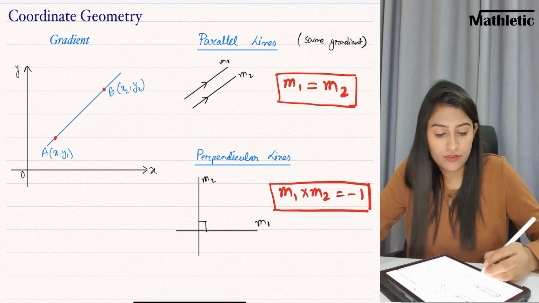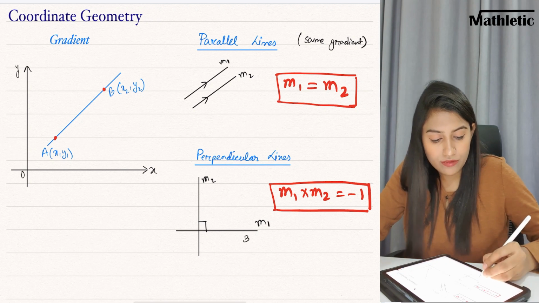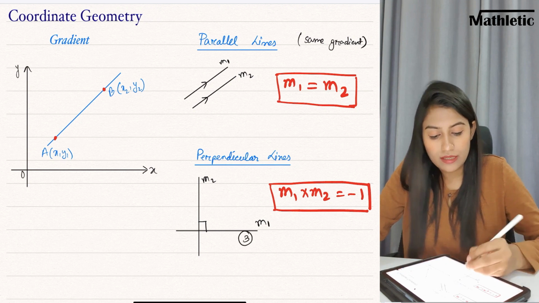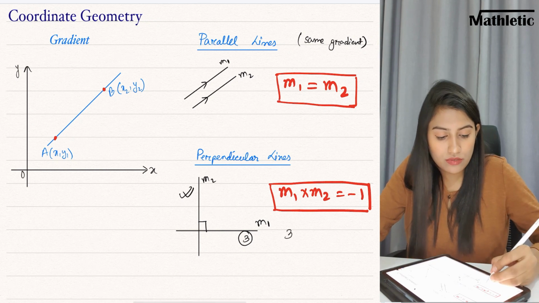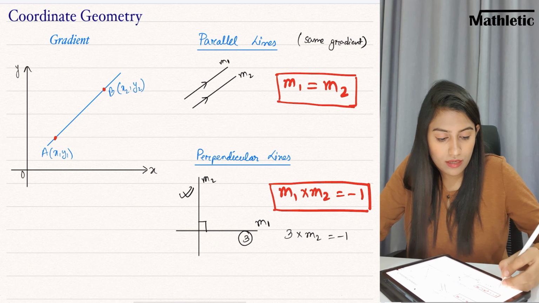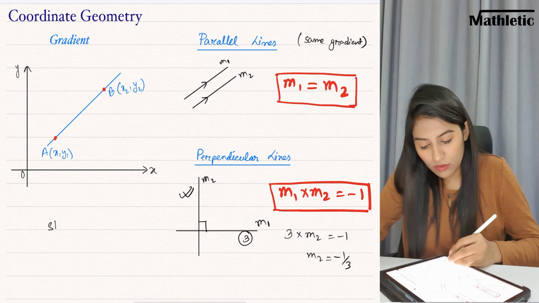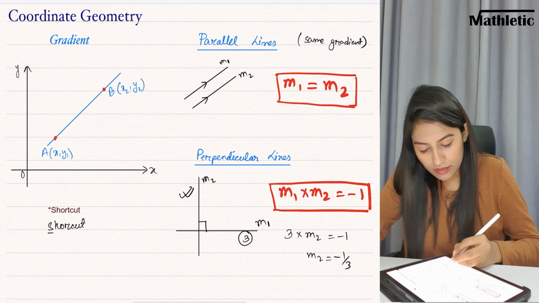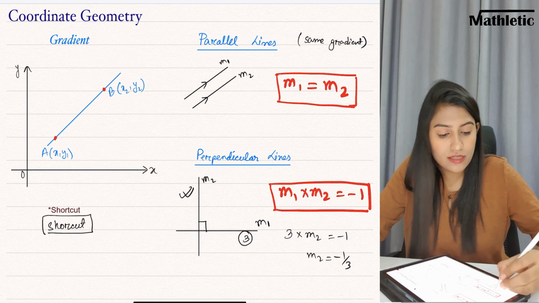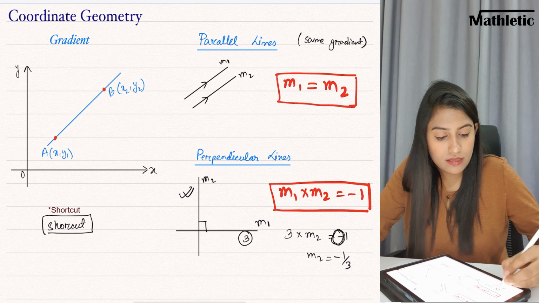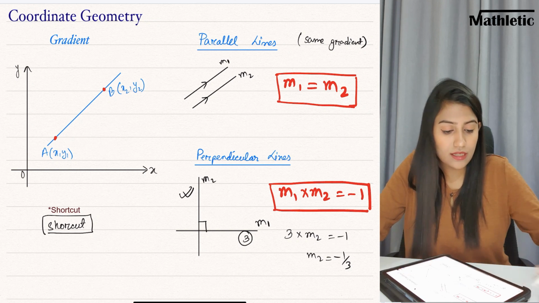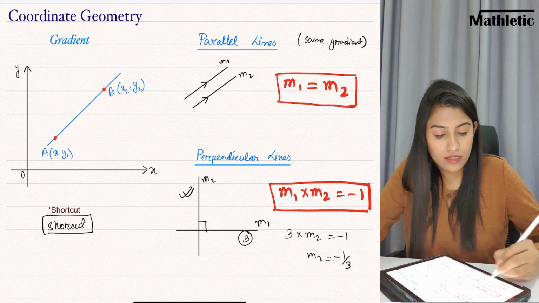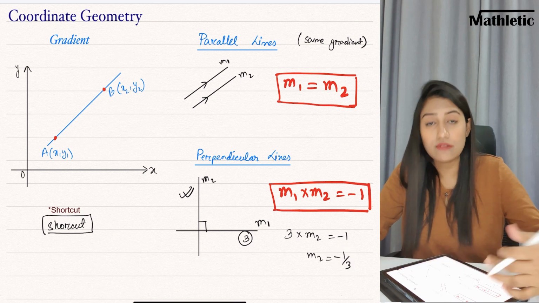So basically, if you have a gradient of this line as 3, and if you need to know the gradient of the perpendicular line, you can just use this formula and calculate it. But then again, you can always use the shortcut method. As you can see, the sign has changed, and the value 3 is now 1/3, as in the reciprocal.